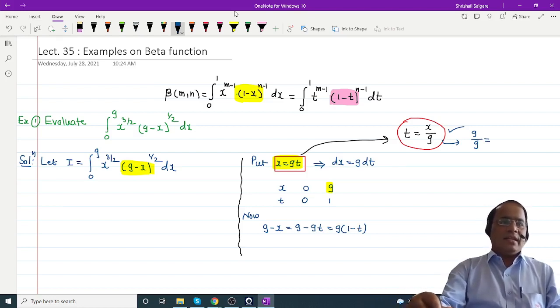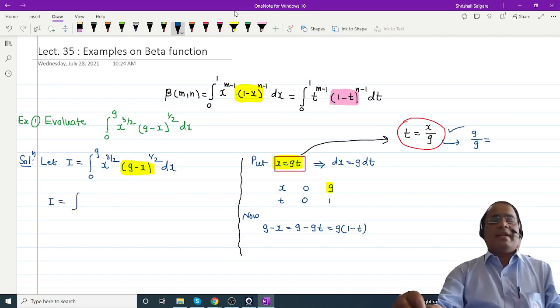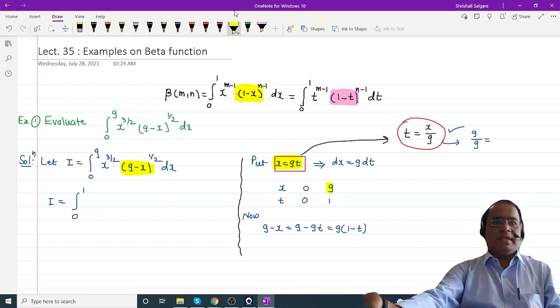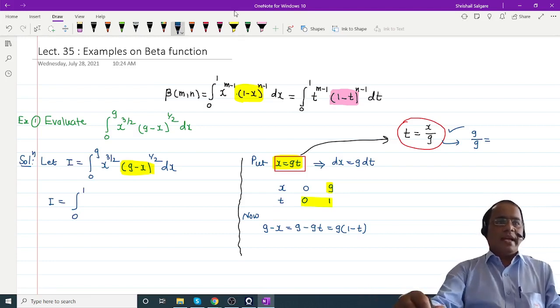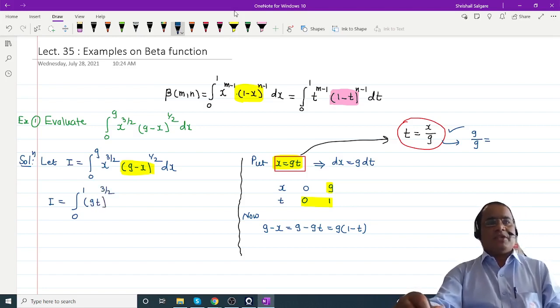Now this integral I is equal to, with the new limits, I am writing that integral in terms of t. So you have to write the new limits for t from 0 to 1. Now see here, new limits for t from 0 to 1. So x is nothing but 9t raised to 3 by 2. I think the same example was given in the tutorial.